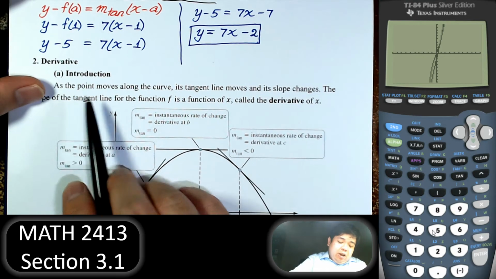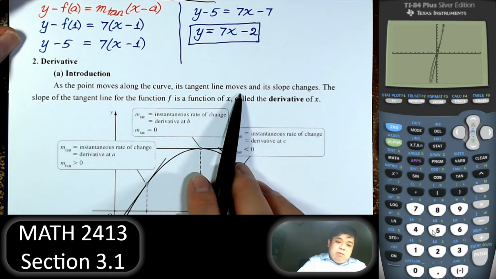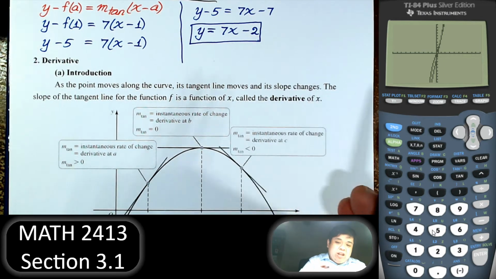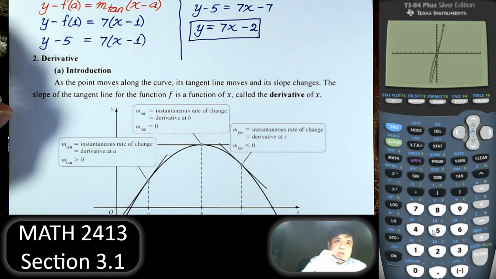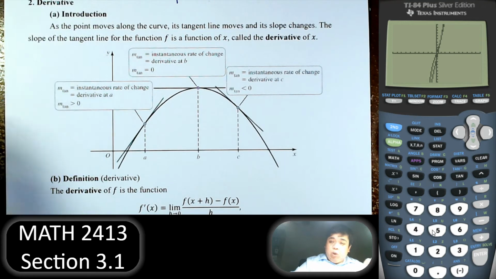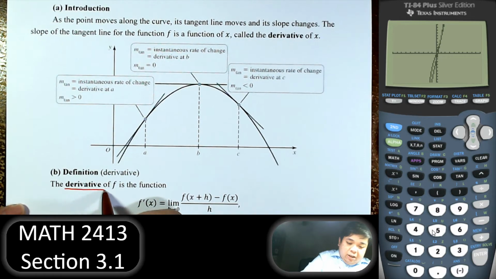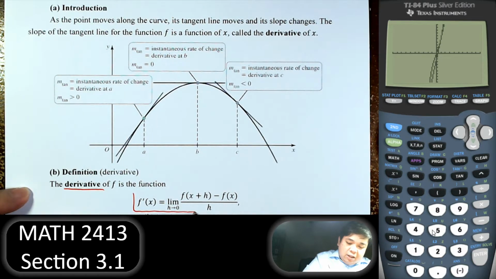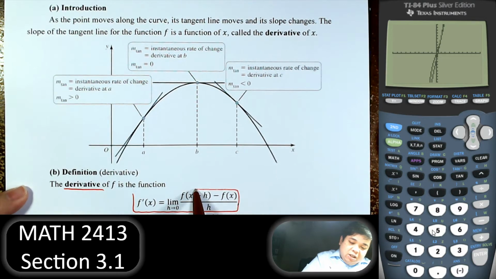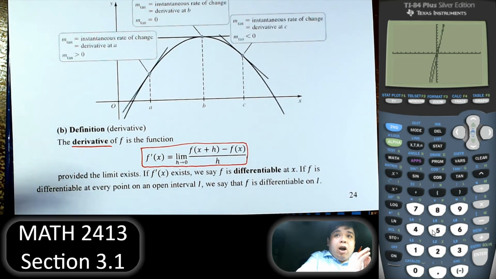Right, so as the point moves along the curve, the tangent line moves and the slope changes. If we want to write the slope as a function of x, we define the derivative as this. So this is the definition of the derivative, just the slope of the tangent line.